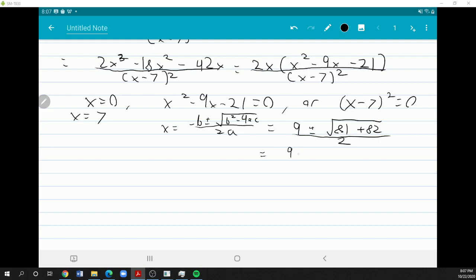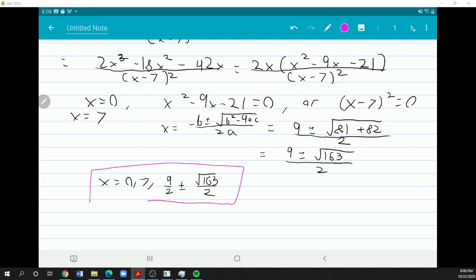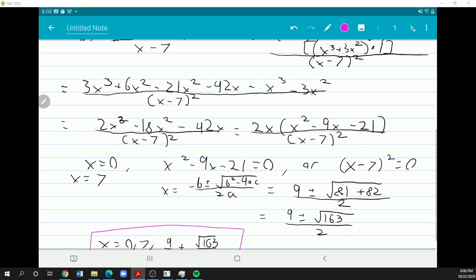Which equals 9 plus or minus root 165 divided by 2, and that's our final answer. So we have x equals 0, 7, 9 over 2 plus or minus root 165 over 2. And those are all the possibilities.